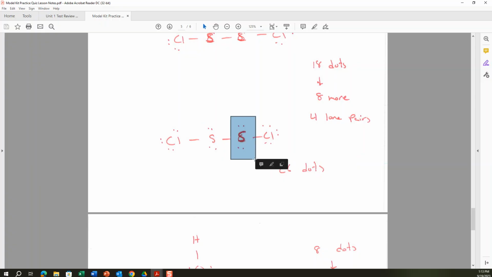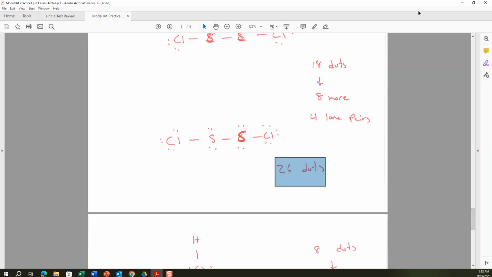The sulfur here has 8 electrons around it. The chlorines all have 8 electrons. So everyone's octet rule is satisfied. Sulfur could support more than 10, but it doesn't need to in this case. And so I'm good. That's all I needed to draw. I have the right number of dots and everything's octet rule is being satisfied.